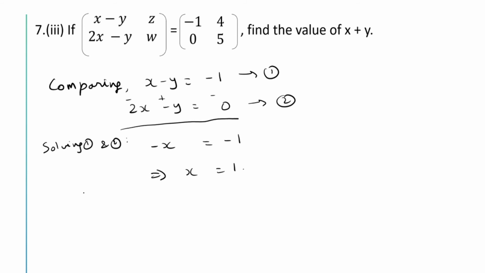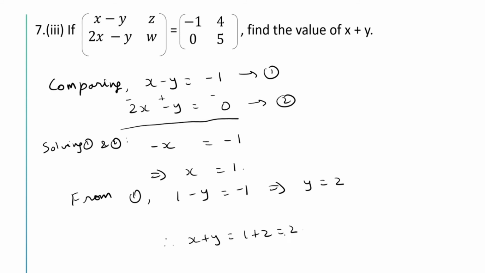Substituting x is equal to 1 in 1, we get 1 minus y is equal to minus 1, or from this we get y is equal to 1 plus 1, that is 2. Therefore, x plus y is equal to 1 plus 2, it is equal to 3.